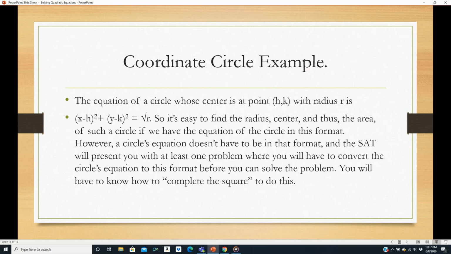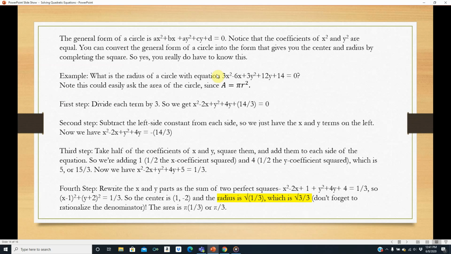However, a circle's equation doesn't have to be in that format, and the SAT will present you with at least one problem where you will have to convert the circle's equation to this format before you can solve the problem. You'll have to know how to complete the square before you do this. The general form of a circle is ax squared plus bx plus ay squared plus cy plus d is equal to 0. So notice that the coefficients of x squared and y squared are equal. You can convert the general form of a circle into the form that gives you the center and radius by completing the square. So yes, you really do have to know how to complete the square, because otherwise you won't be able to do this problem.